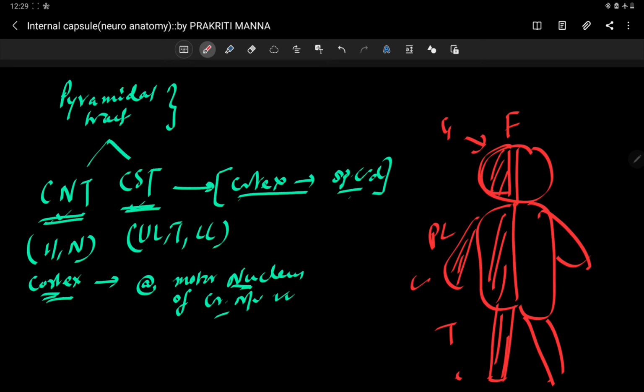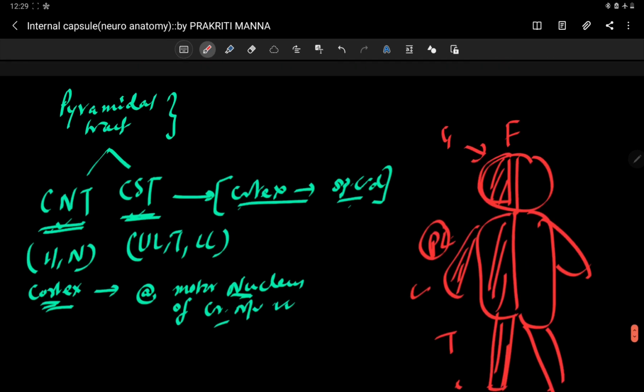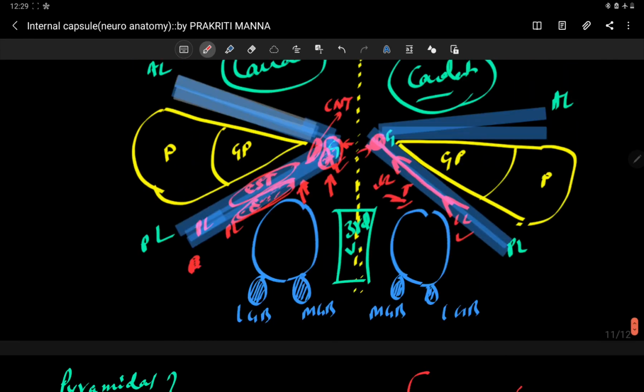Only the posterior limb is affected. Causing what? It causes contralateral hemiplegia, not in the face. The face is spared. Upper limb, trunk, lower limb are affected. All right. So this is the basic discussion.